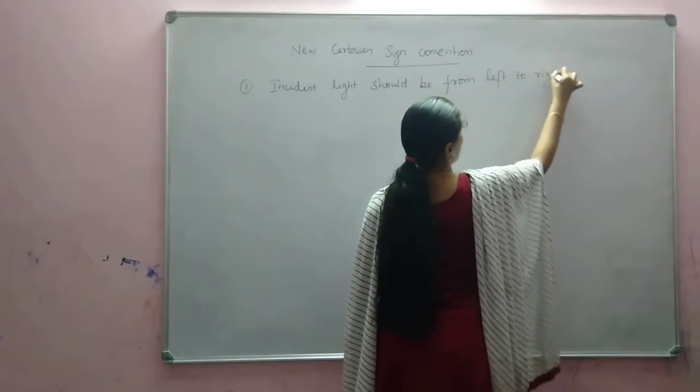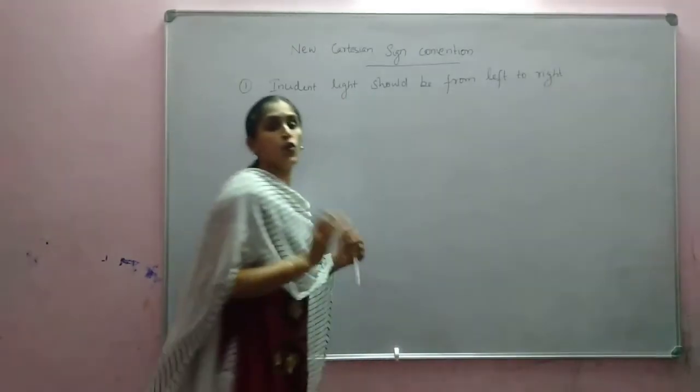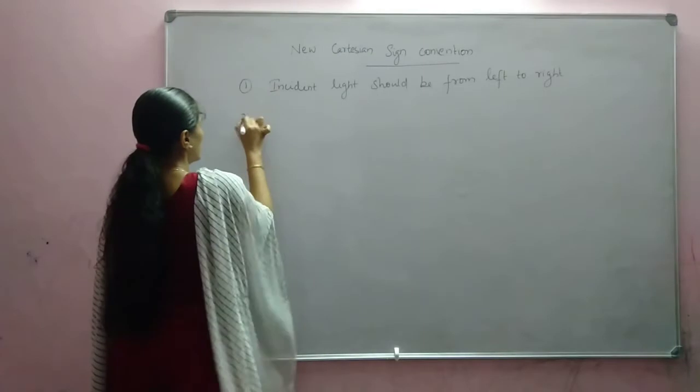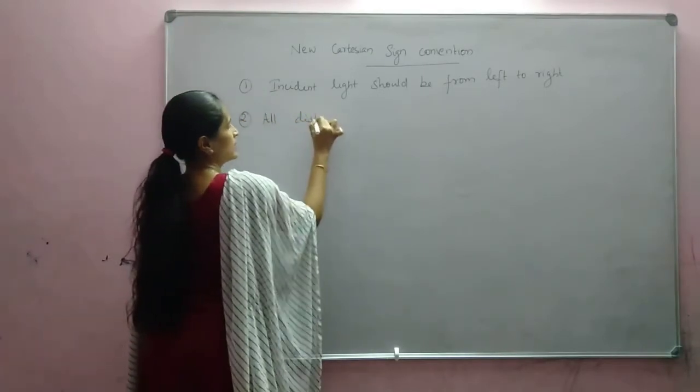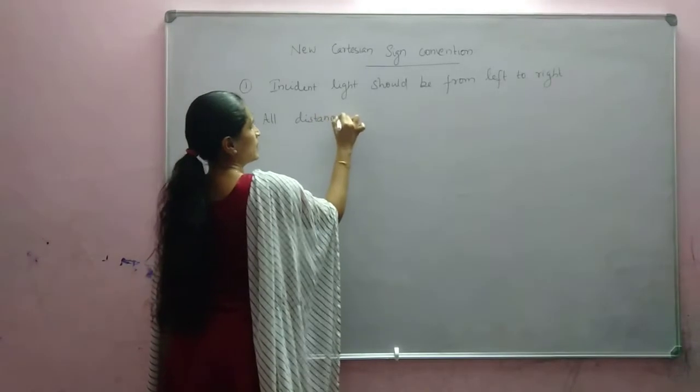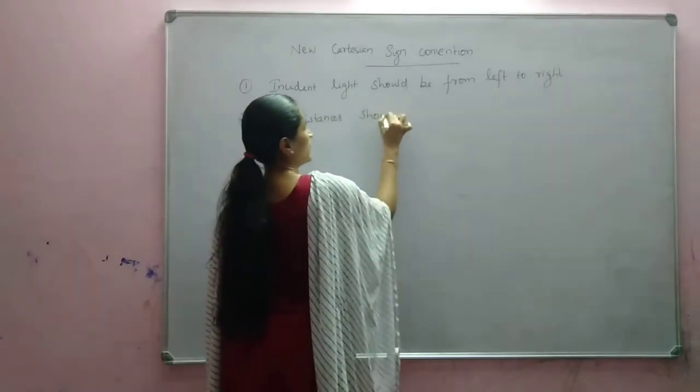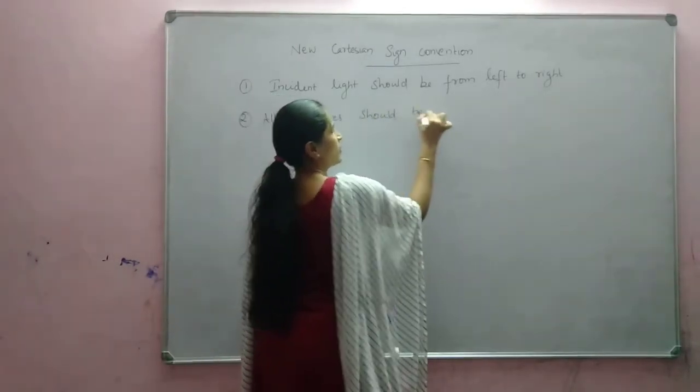Incident light should be from left to right, and all distances should be measured from the pole.